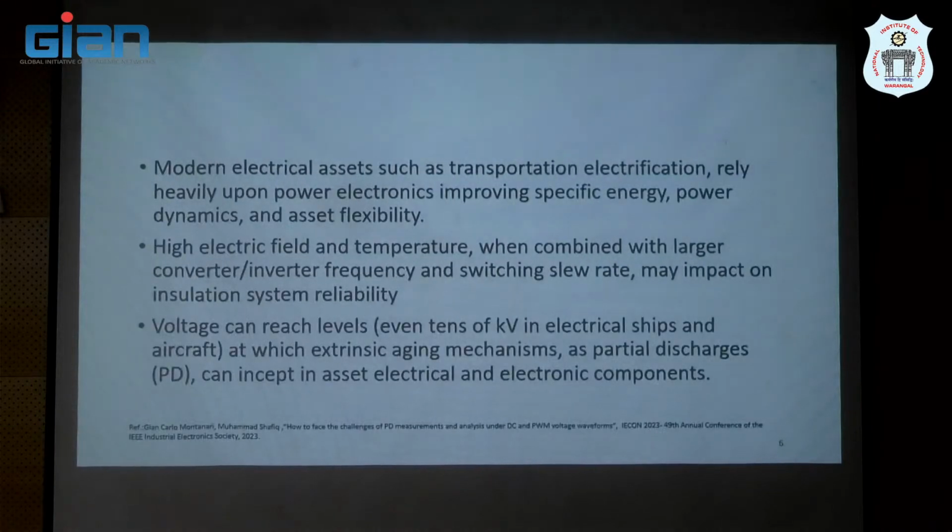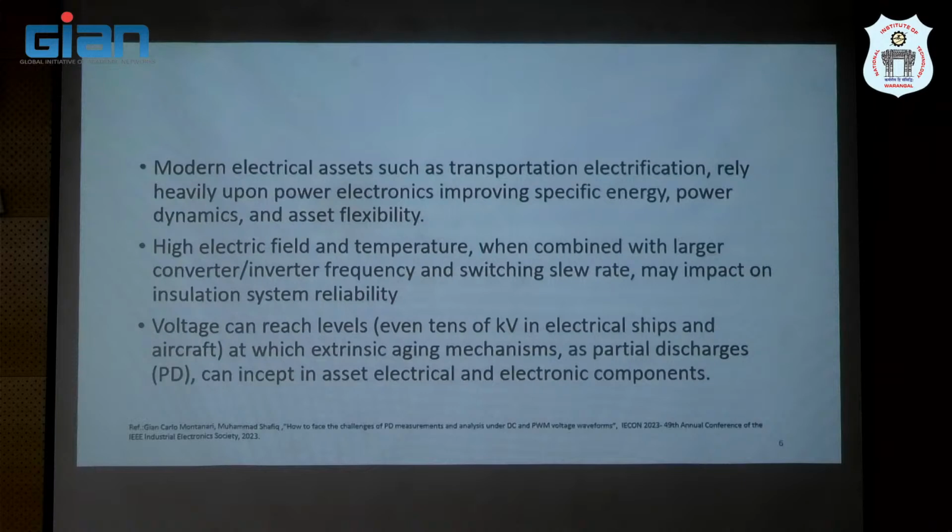My focus is one particular aspect, the switching aspects and the problems associated with them. There could be different causes. If you look at electrical assets for transportation electrification, they now rely mainly on power electronics, which improve energy aspects, power dynamics and control, and in that way make the system flexible.